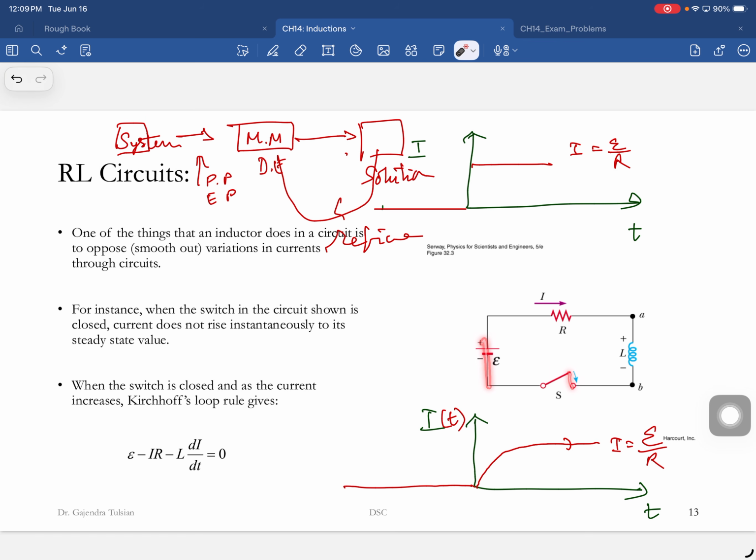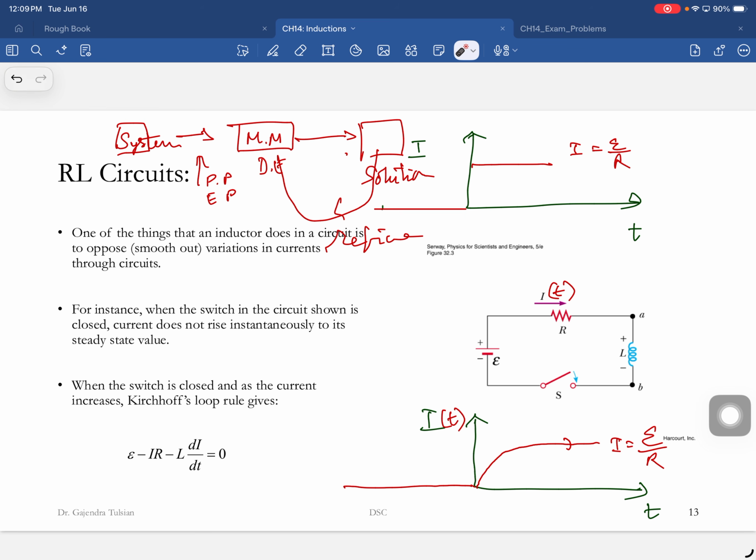When you go across here, the change in voltage is plus E. And then you're going from high voltage to low voltage, it's minus IR. And then this guy doesn't like changes in current, so he's producing an EMF in the opposite direction. And so you're going from high to low, it's minus L di by dt. Yeah? So as long as this is non-zero, this guy is producing an EMF in the opposite direction. So there's the differential equation. There's your mathematical model.